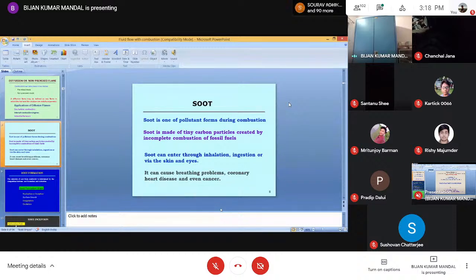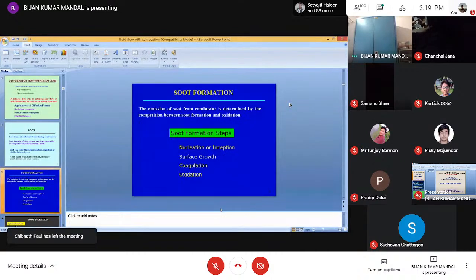This is not good for our health because it can cause problems in inhalation, bronchitis, and all these other problems. Due to that, the soot formation mechanism must be known, and then how to reduce it. But unfortunately, the soot formation mechanism is still not fully understood. But there are some models out there.